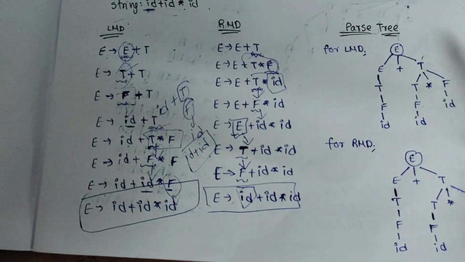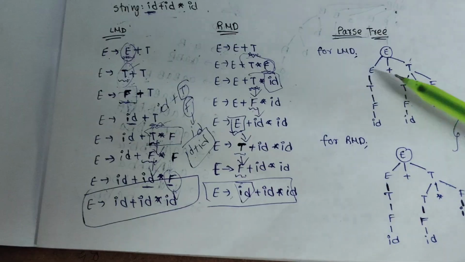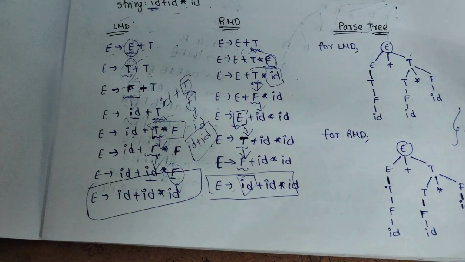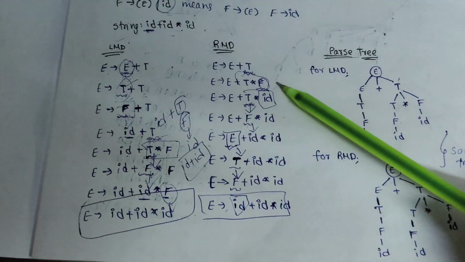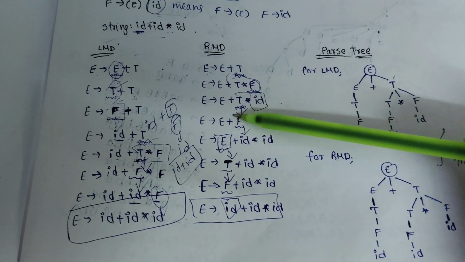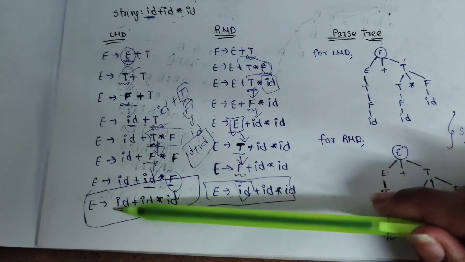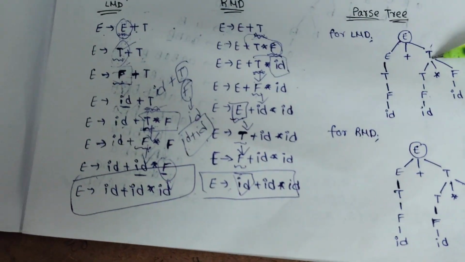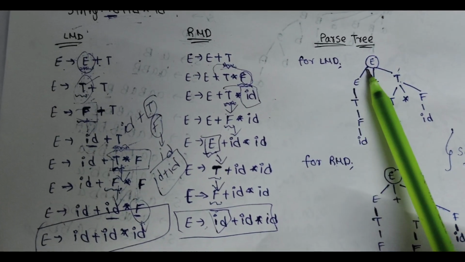Now let us talk about the parse trees. Also, before that, I want to tell you that the parse tree of LMD and RMD is the same. Because at the end, we got the same string and we are just doing the same operations but in a different manner. Here, we are trying to do it from the rightmost element. Here, we are trying to do it from the leftmost element. So, coming to this, now let's discuss the parse trees.